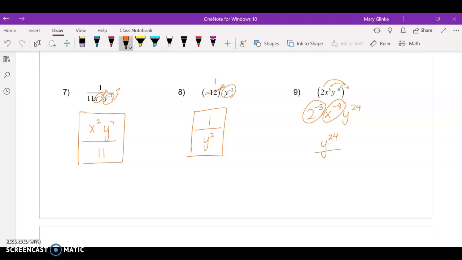So y to the 24th stays in the numerator. Then we have 2 cubed in the denominator and x to the 9th, which means 2 cubed is going to be 8, and everything else remains what it was.